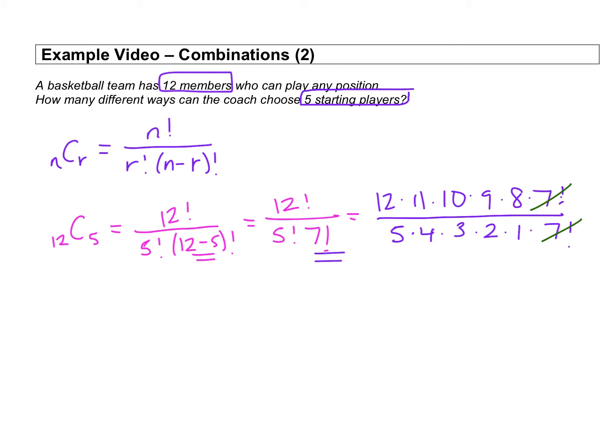So first thing I notice is we have a 4 and a 3, which multiplies to 12, and there's a 12 on top. So 4 times 3 is 12, canceling with that 12. I also notice we have a 5 times 2, which is 10, and there's a 10 in the numerator. So 5 times 2 is 10, canceling with that 10. The only thing we have left down here is a 1, which doesn't change the value of anything, so we're just going to multiply 11 times 9 times 8. And we're going to get 792 different ways that the coach can choose 5 starting players.